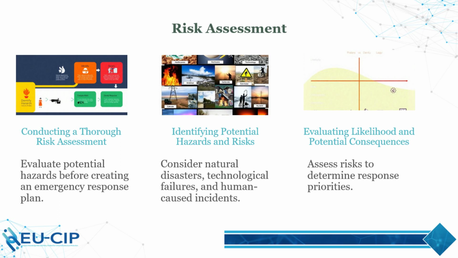The first step in this process is identifying potential hazards. Risks may stem from natural disasters, technological malfunctions, or human-caused incidents. Recognizing these risks allows for better planning and preparedness. Once risks are identified, evaluating their likelihood and potential consequences is crucial. Assessing the probability and severity of each threat helps determine response measures and priorities, ensuring that resources are allocated efficiently to minimize disruption and damage.